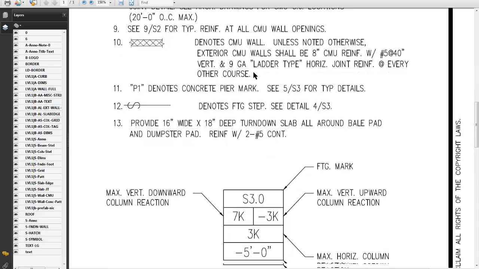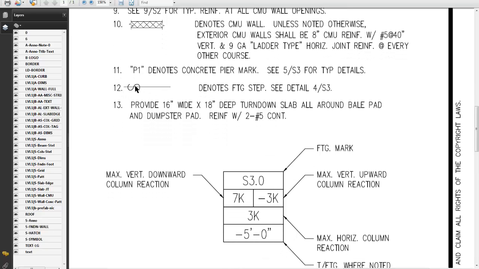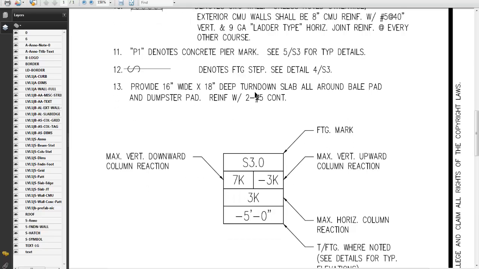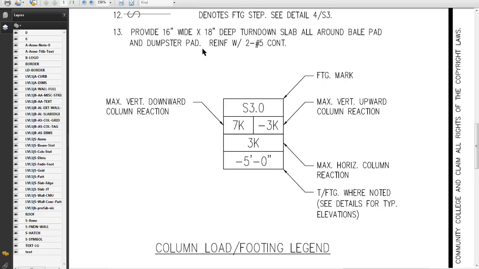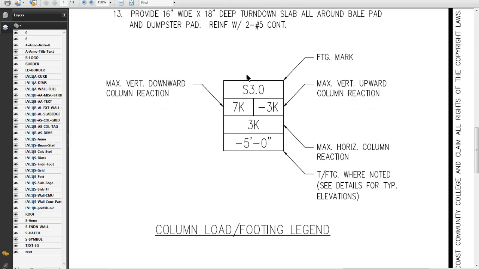P1, what it denotes, if you see this, that is a footing step, and see detail 4 on S3 for that. This is the type of slab you should have all around the perimeter, unless otherwise noted, at the dumpster pad. And then this is telling us when we see the footing marks how to read them.